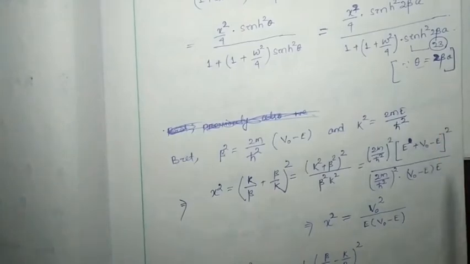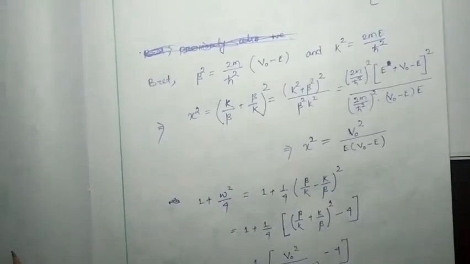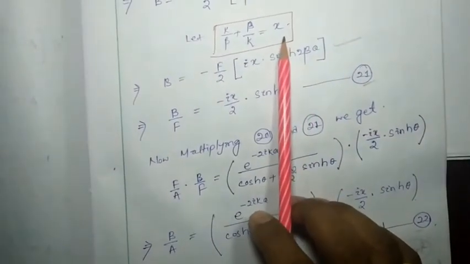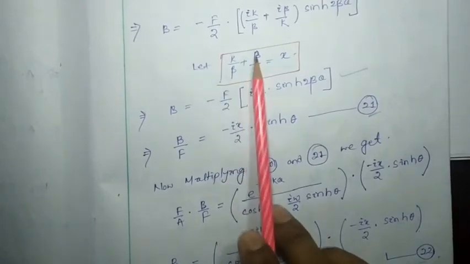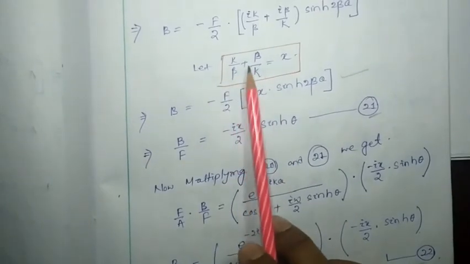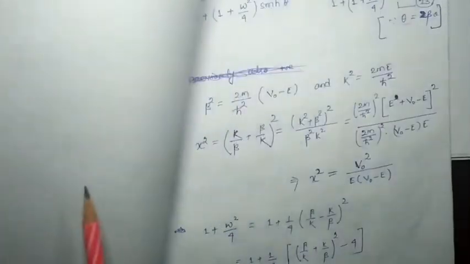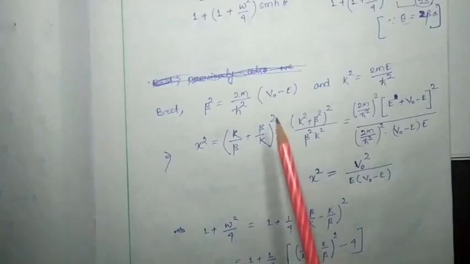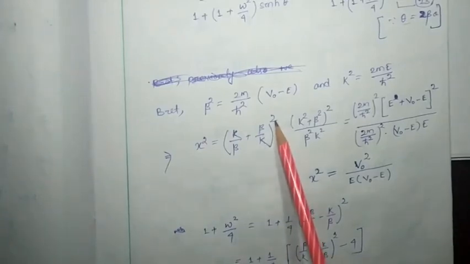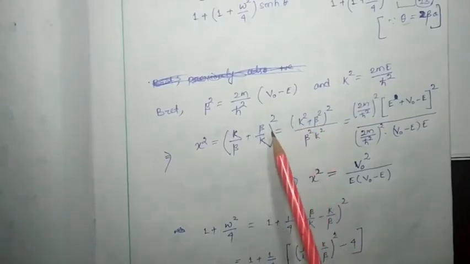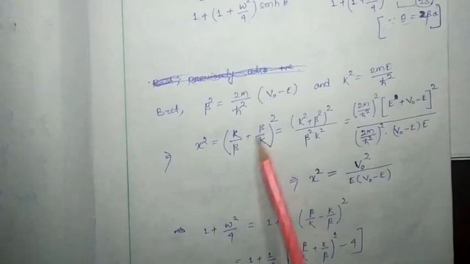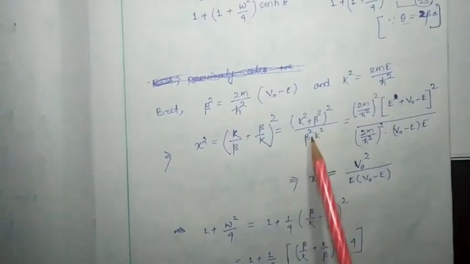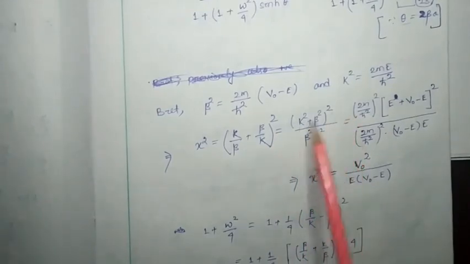Now x, how much have we considered here? We considered x as k/β + β/k. So x² will be (k/β + β/k)². That means x² will be nothing but (k/β + β/k)². See, if you are going to add, it will be (k² + β²)² divided by β²k². Now we are going to put the k² and β² values.